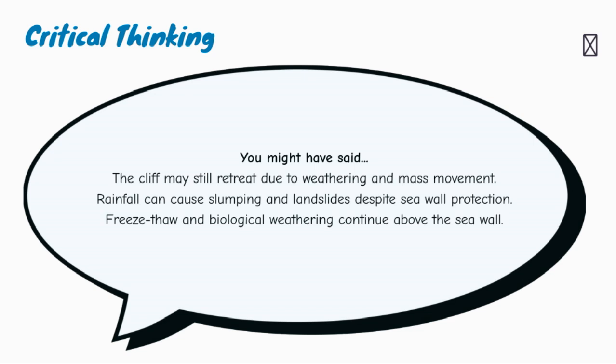A strong GCSE answer might say, a seawall can reduce marine erosion by stopping waves from attacking the base of the cliff. However, it will not completely stop cliff retreat because subaerial processes continue. Rainwater can still infiltrate the cliff and cause saturation, increasing the risk of slumping or landslides. Freeze-thaw weathering and root action can also weaken the cliff from above. Therefore, seawalls reduce one cause of erosion but do not remove all causes of coastal retreat. That answer is strong because it recognizes the interaction between marine and subaerial processes.